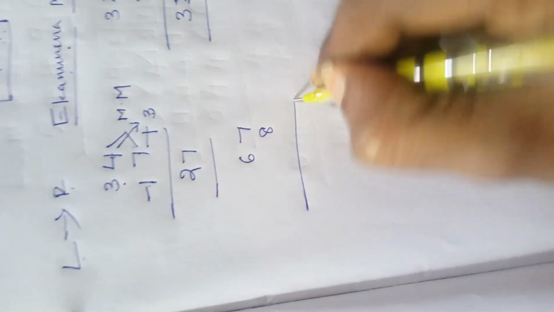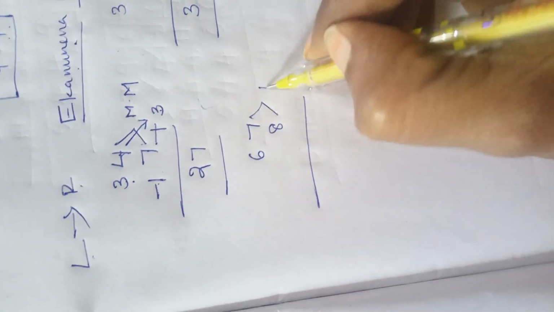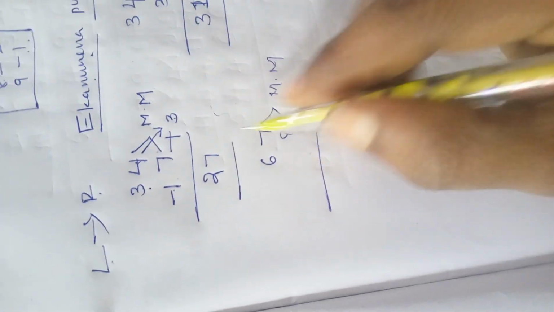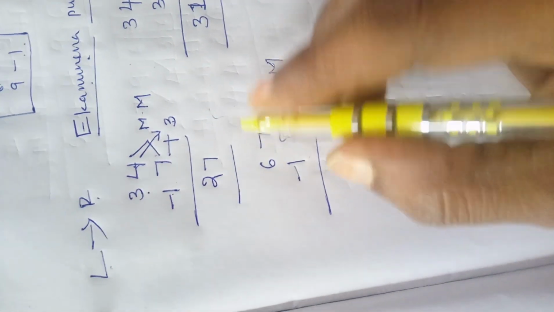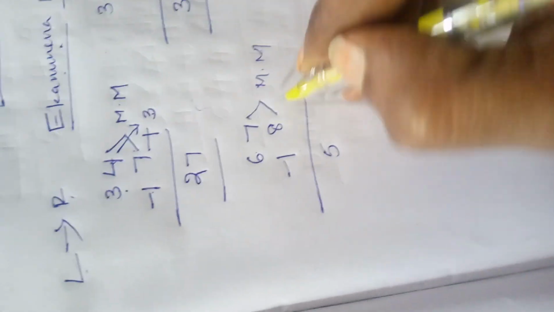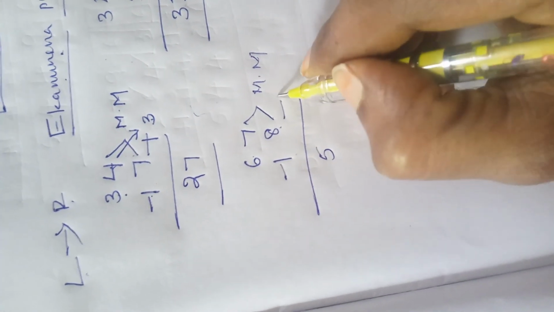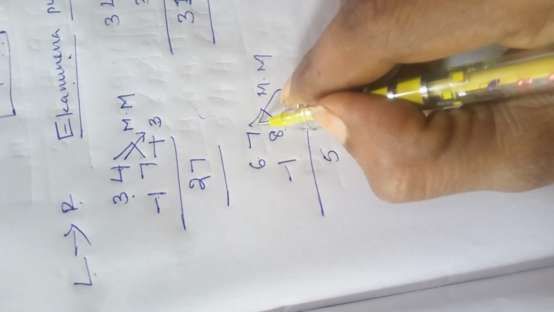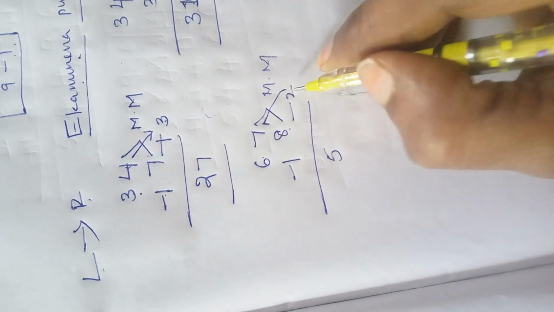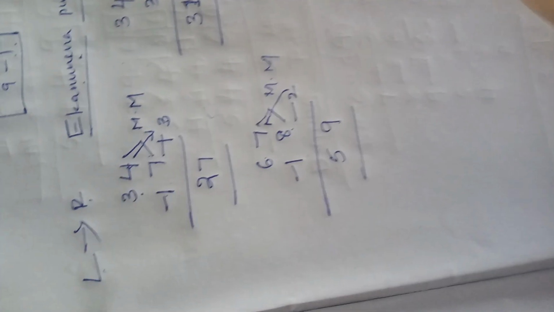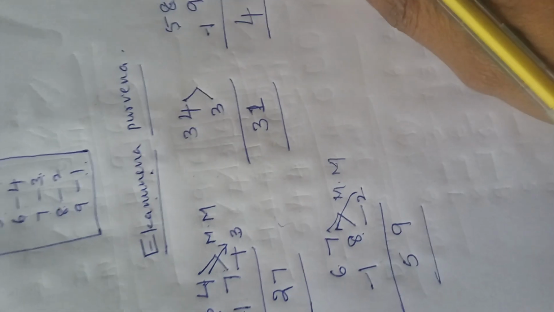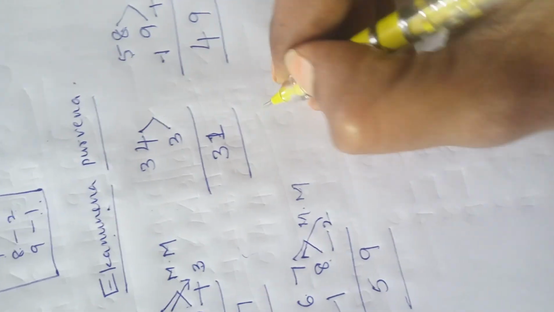Another example, 67 minus 8. And again here it is a mismatch case. So you have to do Ekanyunena Purvena. 6 minus 1 is equal to 5. What is the complement of 8? That is 2. This 2 can be added to the 7. That means 7 plus 2 is 9. This is the answer. Do you understand, children? Let us do another example.